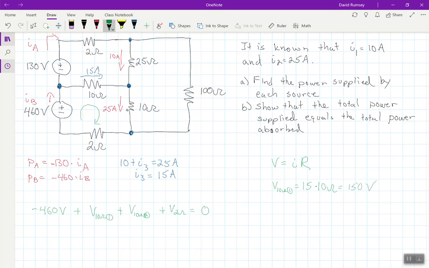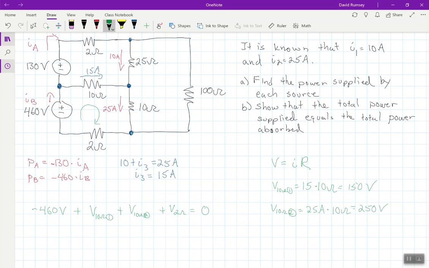Now I can do the same thing for the second 10 ohm because I know there's 25 amps going through this second 10 ohm resistor. So I can say V 10 ohm, the second one, is equal to, well, I've got 25 amps going through it times 10 ohms, which would be 250 volts.